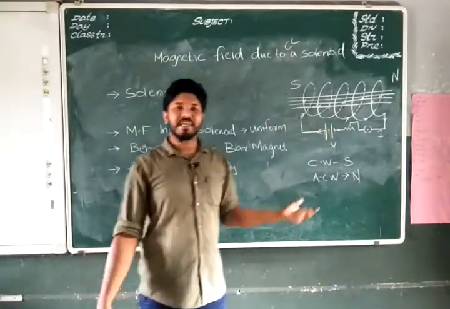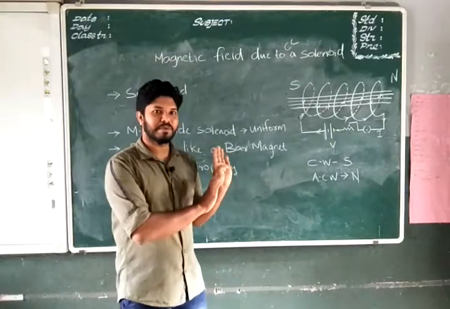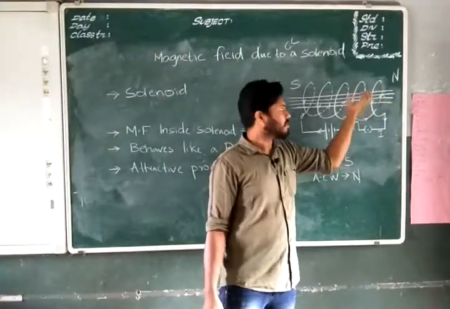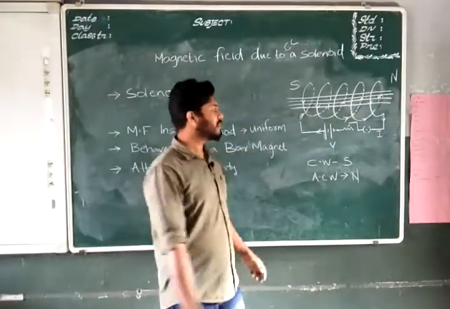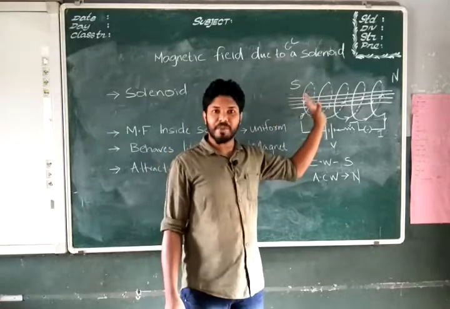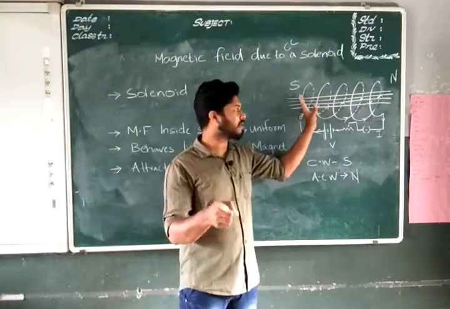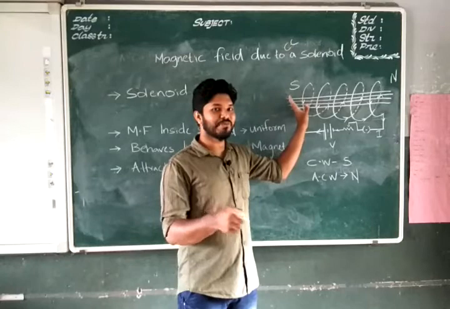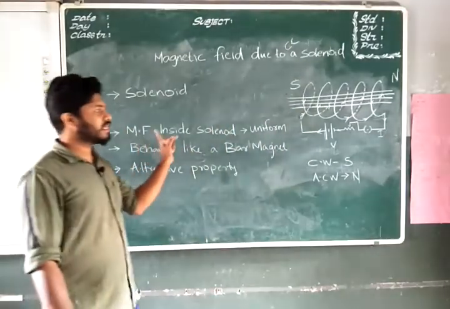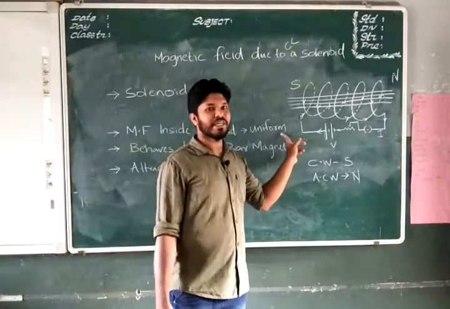So when we pass the current in this experimental setup, we place a compass needle here, inside the solenoid. We found that inside the solenoid, magnetic field lines are straight and parallel. Straight and parallel magnetic field lines indicate a uniform magnetic field. So that is the first point. The magnetic field inside the solenoid is found to be uniform.